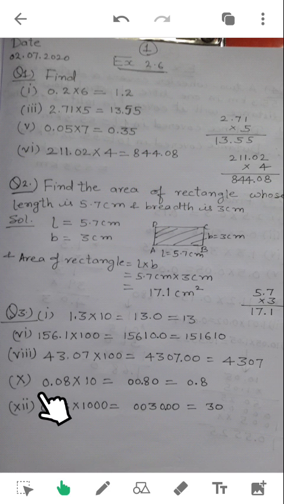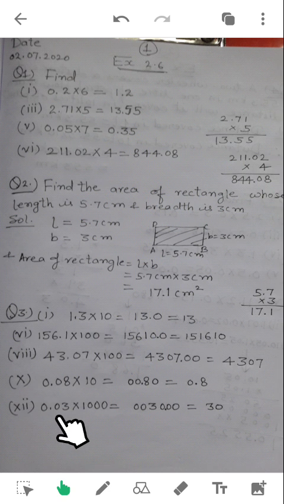Now 10th part, it is given as 0.08 into 10. You just simply write down 008 and in 10 there is 1 zero, so place 1 zero here. In this case after decimal there are 2 digits, 1 2, so you have to start counting from the last digit and answer 1 2, and before these 2 digits place the decimal. This can be written as 0.8. This 0 doesn't have any value after decimal.